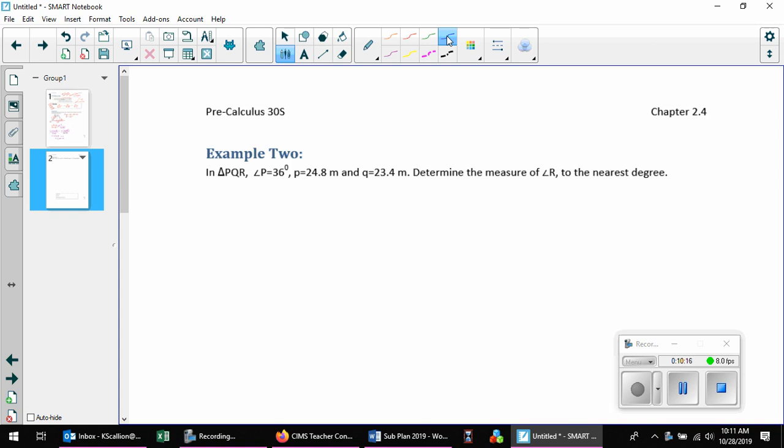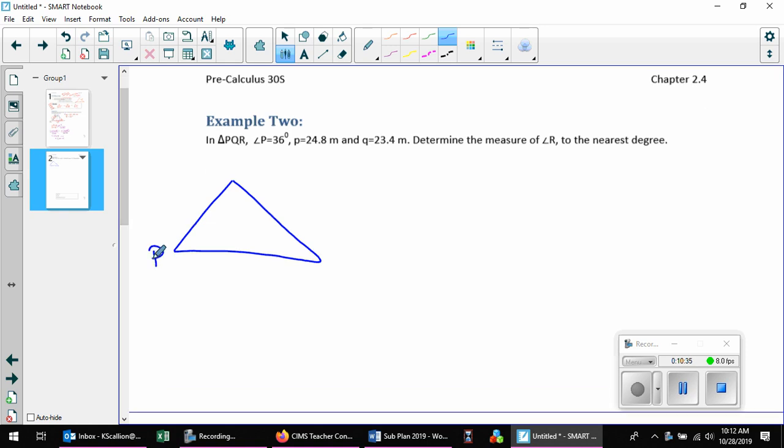Now there's something I know. We'll talk about it in a second. My diagram should never go to scale, and sometimes this will be the 150-degree angle, and this will be like 12 degrees or something like that. So I'm going to put P down here, and so that's 36, and side P is 24.8, and then I'm going to put Q down here, so side Q is 23.4, so that means that's R.